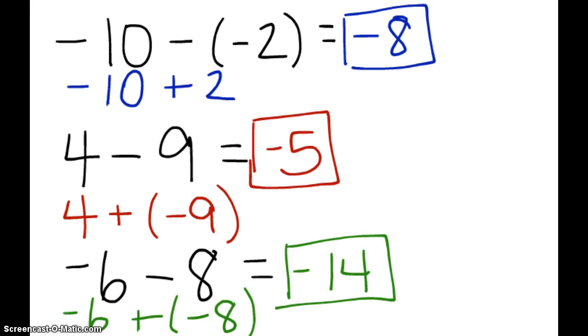Okay, so here are the answers. I have changed all of my subtraction to addition by adding the opposite. Remember, your first number stays the same. You change minus to plus, and then the opposite of the second number. So check your work and make sure that you have gotten these correct. If not, pause and rewind until you understand.